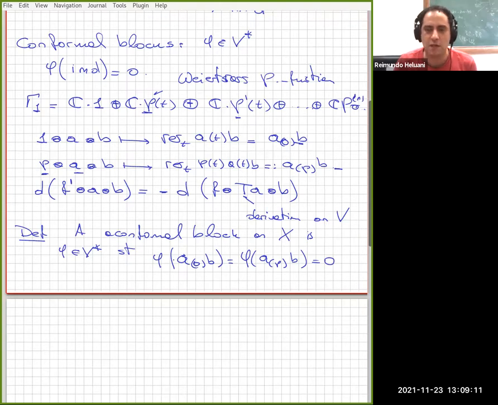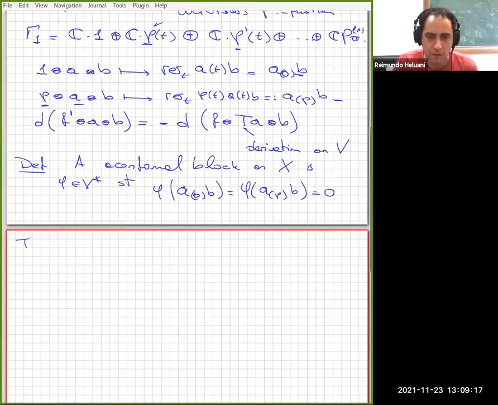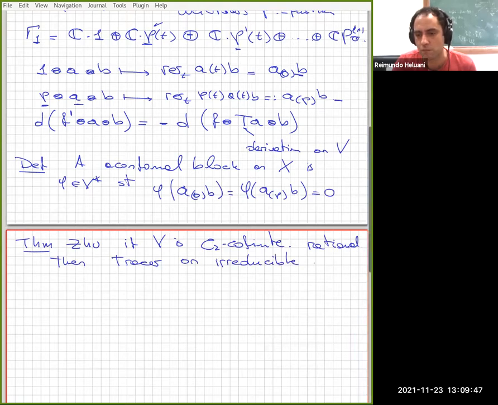And we typically start talks by saying, well, Zhu's theorem says that under some conditions, the important theorem of Zhu is that under some finiteness condition and some semisimplicity conditions, if V is C2-cofinite and rational, then traces on modules are conformal blocks. Then traces on irreducible modules not only are conformal blocks, but they form a basis of the space of conformal blocks.